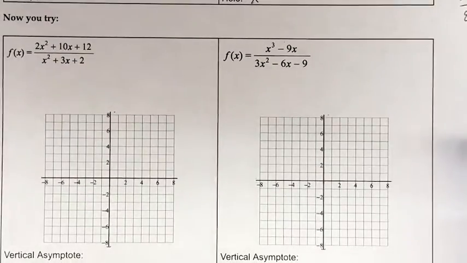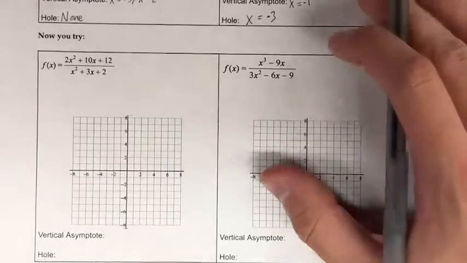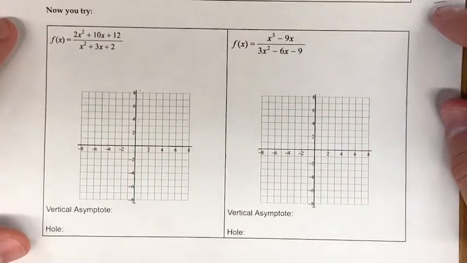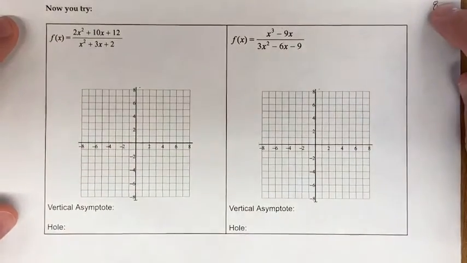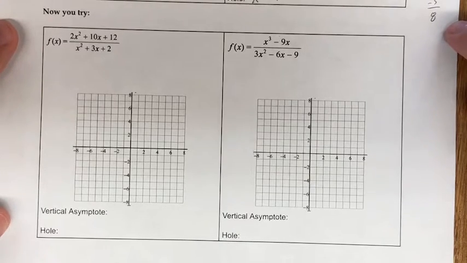All right, you have 2 more here. I'm going to ask that you give the video a quick pause. Try these both on your own. Determine the vertical asymptote, determine the hole. Give it a pause, try it.